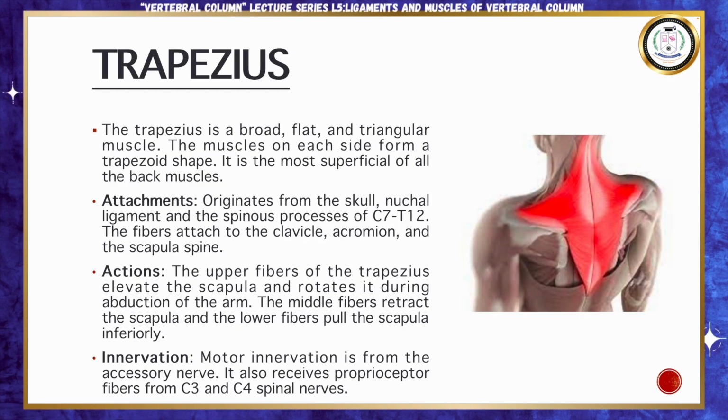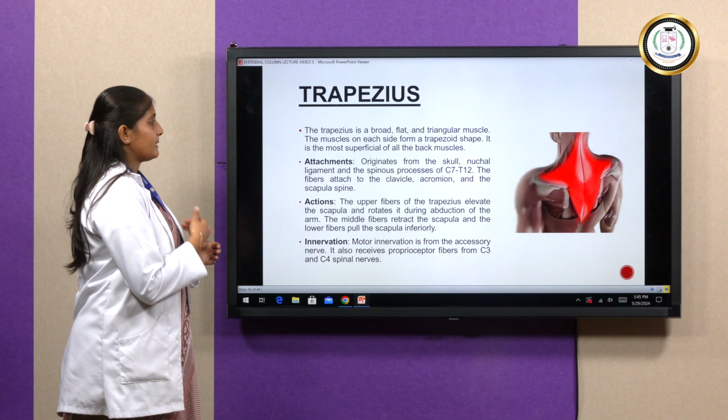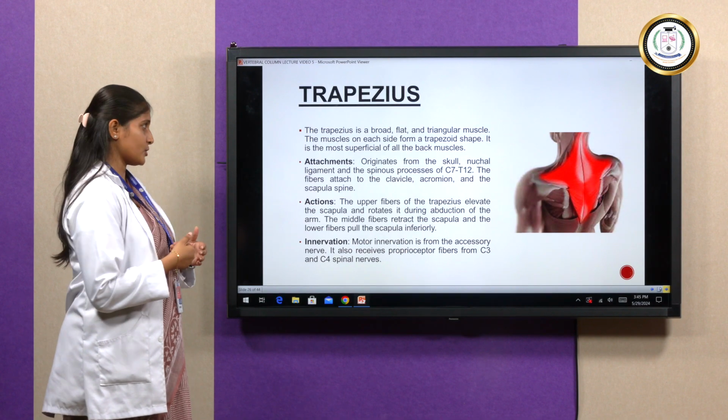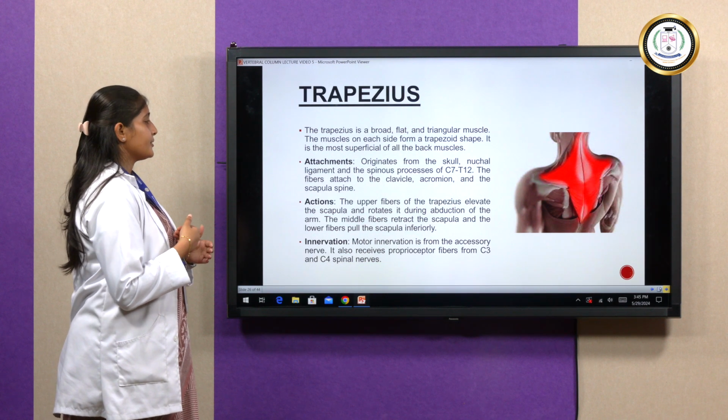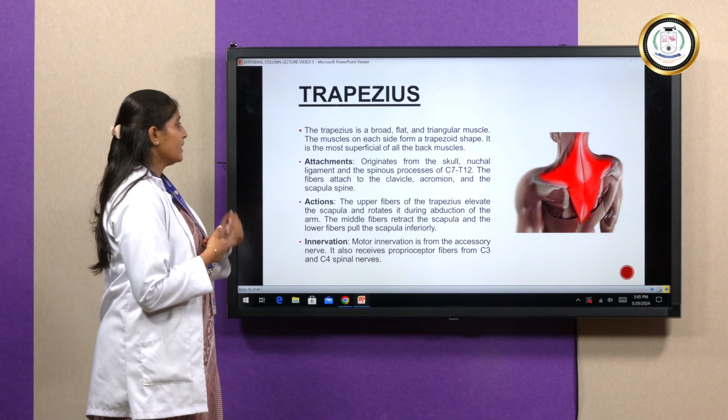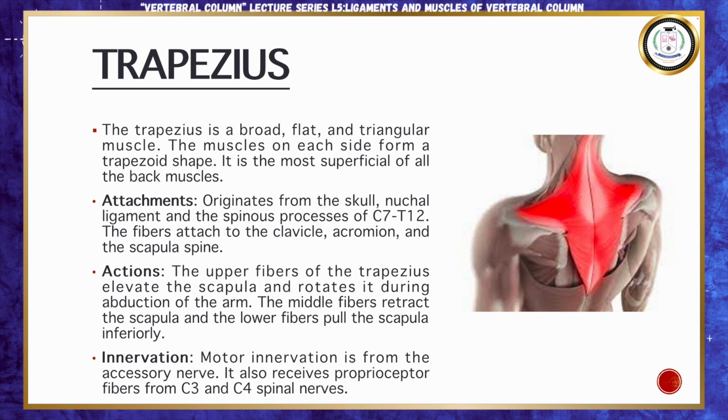First, under the extrinsic muscles, we have the trapezius, which is one of the biggest muscles. It is a broad, flat and triangular muscle. The muscles on each side form a trapezoid shape. It is the most superficial of all the back muscles. It originates from the skull, nuchal ligament and spinous processes from C7 to T12. The fibers attach to the clavicle, acromion and the spine of the scapula.